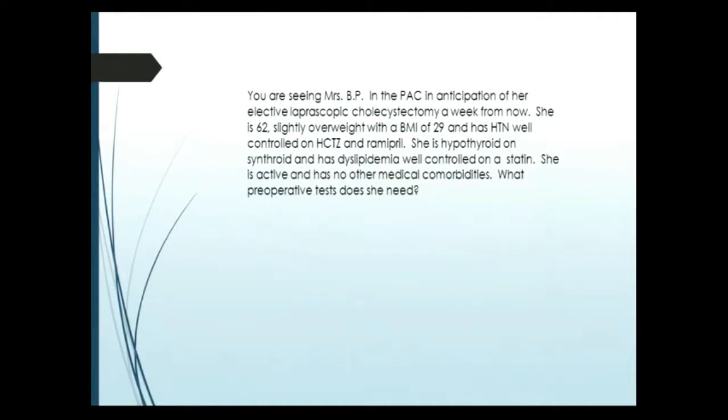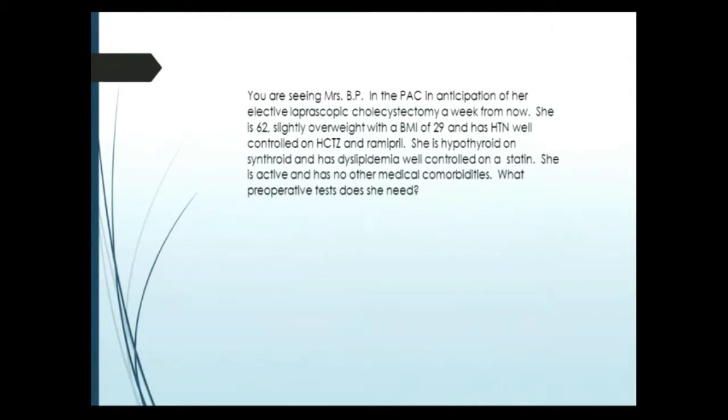All right, so we're starting with a little vignette. You're seeing Mrs. BP in the pre-admission clinic, and she's a lowish risk patient, this might be at Eagle Ridge. She's going to have an elective laparoscopic cholecystectomy a week from now, which is pretty good if you're seeing her a week ahead. She's 62, slightly overweight, her BMI is 29. She has high blood pressure that's well controlled on hydrochlorothiazide and ramipril. She's hypothyroid, but well controlled on Synthroid, and she has some dyslipidemia and is on a statin. She's got a good family doctor, she's pretty active, and has no other medical comorbidities.